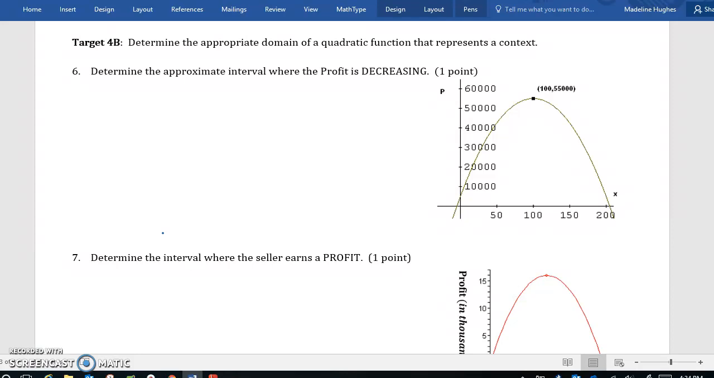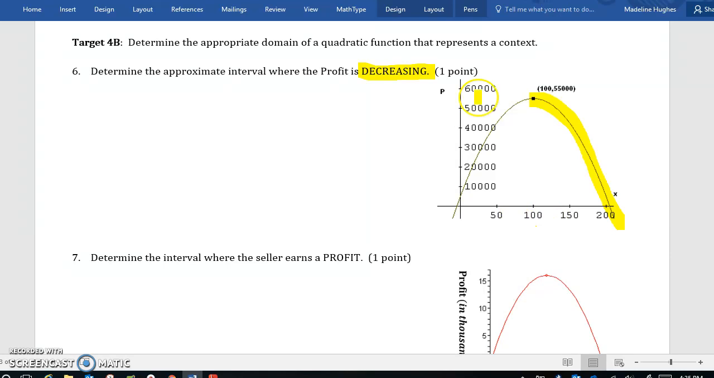So number 6, determine the approximate interval where the profit is decreasing. If I'm looking for decreasing, I'm looking to where the graph, reading it from left to right, just like if you're reading a book, is going down. If I follow my graph from left to right, I see that it starts to decrease here and go down. So that highlighted part, that's the decreasing.